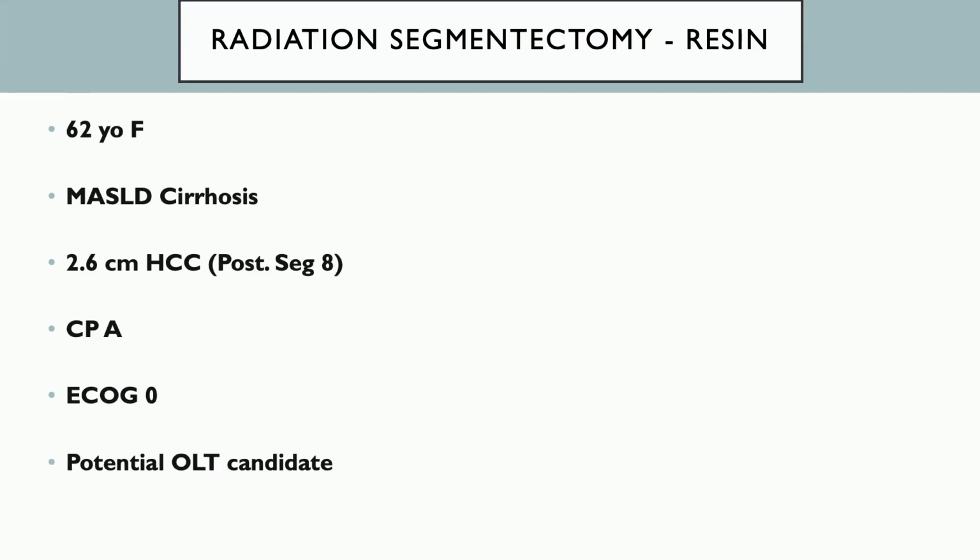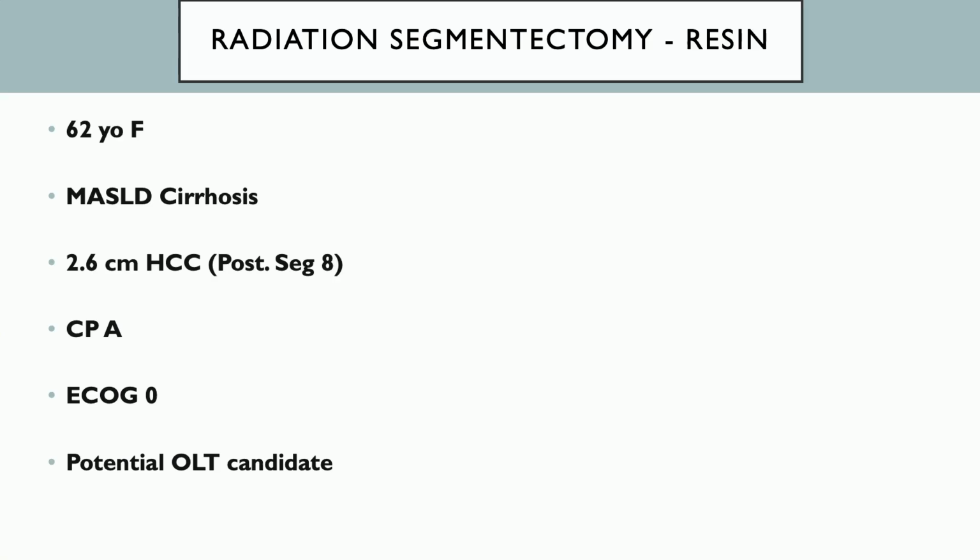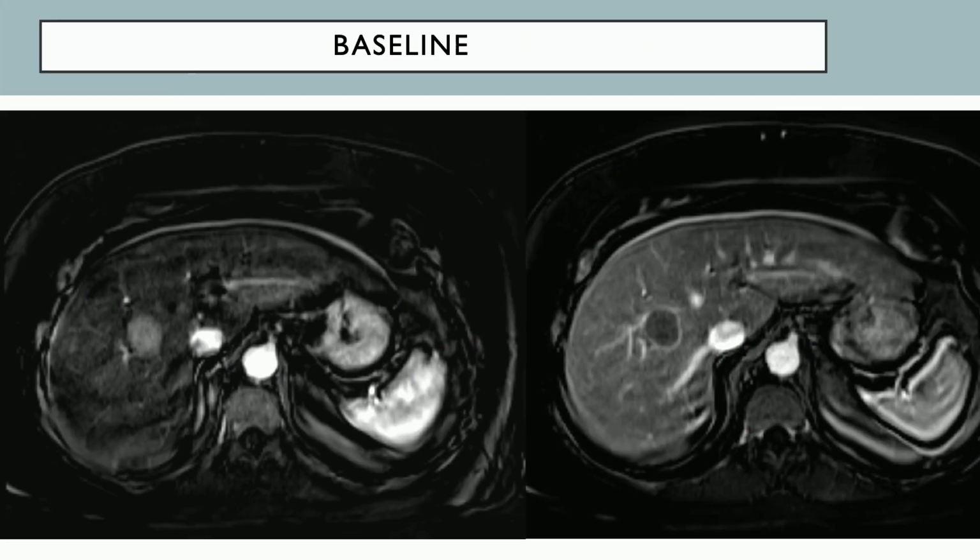So anyway, let's do a quick case. Case 1, Nima, you want to take the lead? Sure. So, 62-year-old female with NASH cirrhosis, 2.6 centimeter HCC, Child-Pugh A, ECOG 0, potential liver transplant candidate. The only thing I would add, I always add ALBI score. I always look at ALBI score to help me subdivide Child-Pugh A patients. I don't know if you do as well. So probably an ALBI 1, I agree. But I do have Child-Pugh A ALBI 2 patients as well, right? So I don't know about you, Tyler or Kavi.